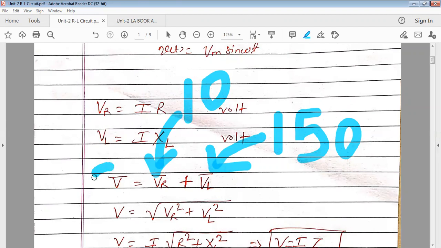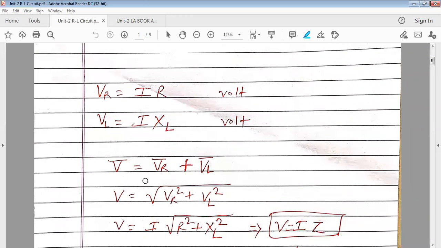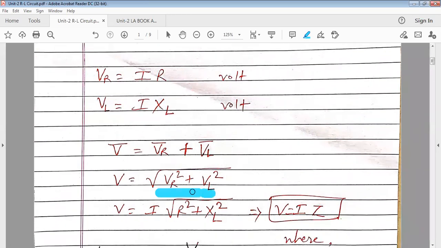In a 1 mark question, if VR is given, VL is given, and you are asked to calculate V, this is the formula. V is equal to the square root of VR square plus VL square. Now put the values here. So what will it be? Square root of 10 square plus 150 square. Whatever answer you get, you can calculate using a calculator. Now put here the value of VR and VL.